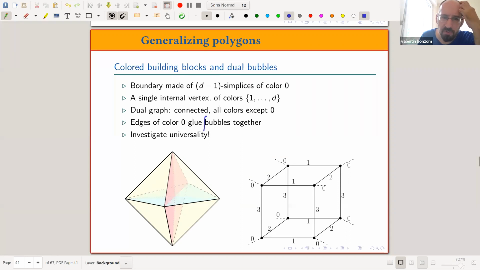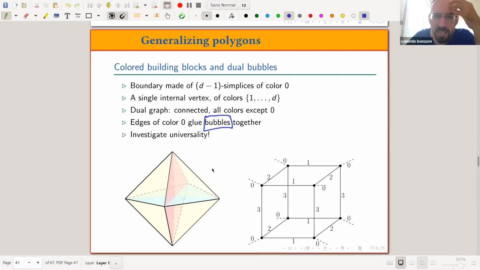I call them bubbles because they are not always homeomorphic to balls. So I cannot call them balls, I call them bubbles. And so here's an example, which is the octahedron. But there are many others.